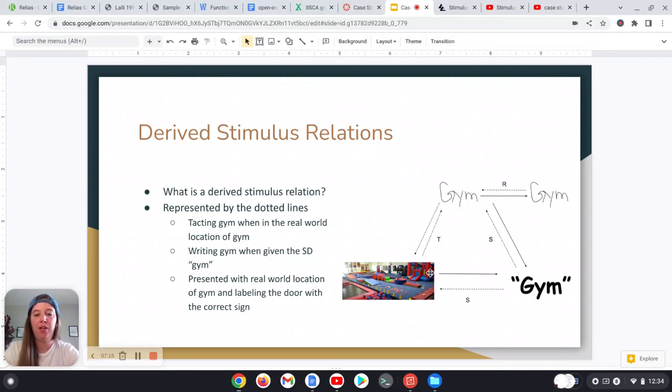And then transitivity up here would be, presented with that real world location of a gym, being able to possibly label the door with the correct sign, or if he were to see, walking through school hallways, a sign with the written word gym on it, that he would know that that location was in turn the gym. We did not teach that, and so each connection there would be derived. So symmetry has one derived connection, and then transitivity would have both derived.